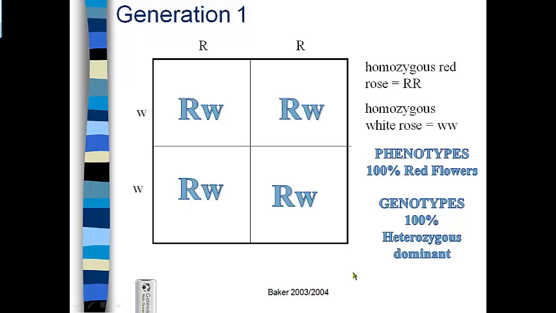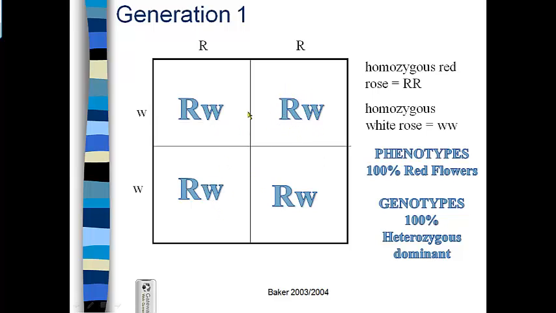For the phenotype, for what the children will actually look like, we have 100% chance of having red flowers. Every offspring from these two flowers is going to be red. Because again, you have capital R's and little W's, and the capital takes over, so you have 100% chance of having red flowers. For the genotypes, the genes, you have 100% chance of having a heterozygous dominant flower. Heterozygous because hetero means different and the genes are different. Dominant because you've got a capital R in there, so heterozygous dominant.